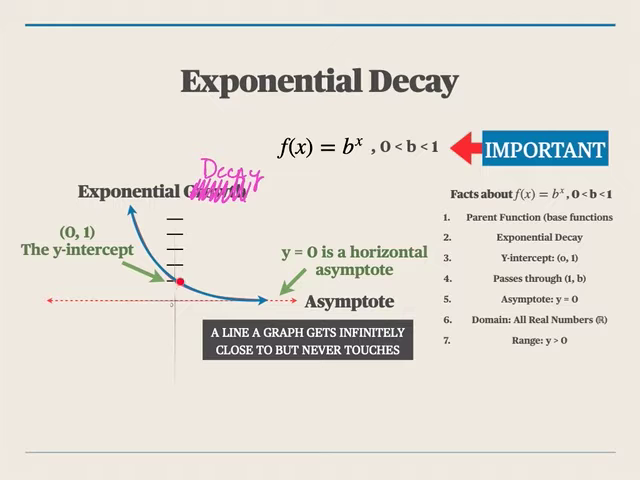Okay, it crosses right here at (0, 1) again. The asymptote's the same, y equals 0, gets really, really close to it. This is a parent function again. It's exponential decay though. Your y-intercept is (0, 1), passes through (1, b) again. The asymptote, y equals 0. Domain, you can plug any number you want into for x, but your range is again just all positive numbers. You never get below that 0, so y is greater than 0.